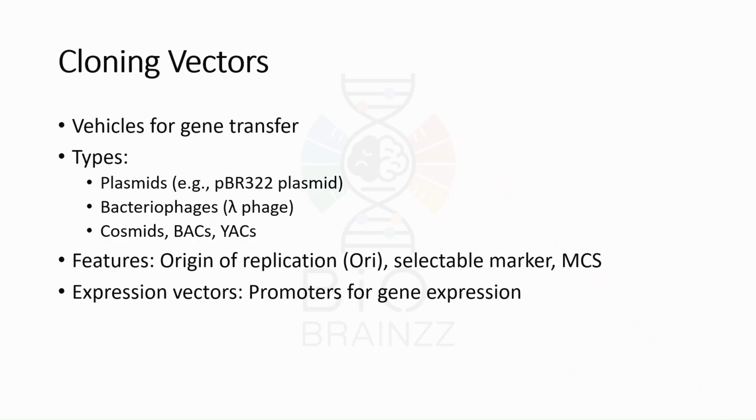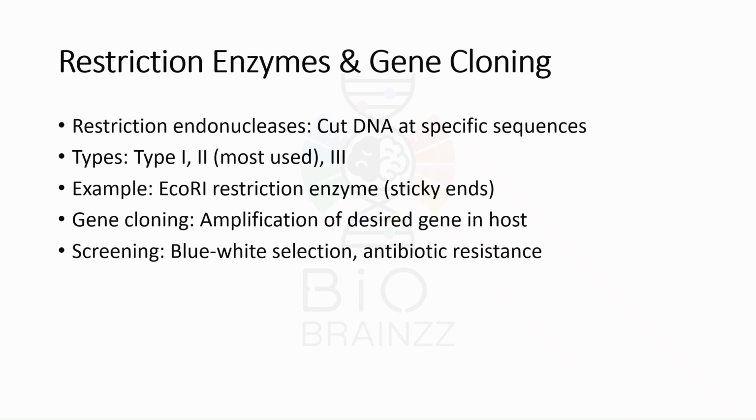desired application. Restriction enzymes, or restriction endonucleases, are molecular scissors that cut DNA at specific recognition sequences. They are classified into type 1, 2, and 3, with type 2 being the most widely used in genetic engineering due to their precise cleavage patterns. For example, EcoRI produces sticky ends that facilitate efficient ligation.